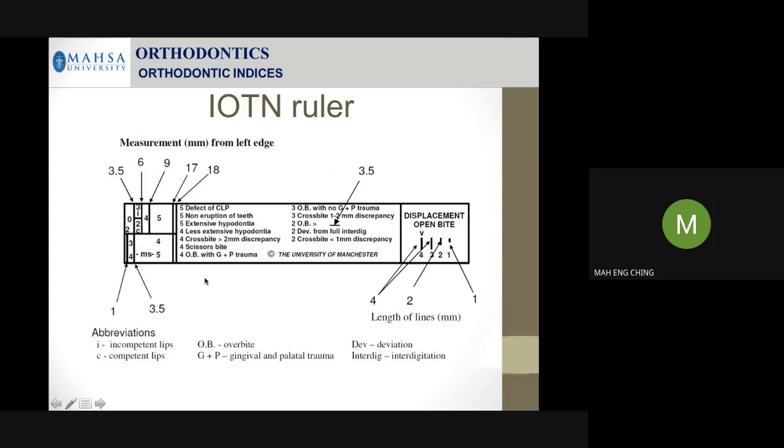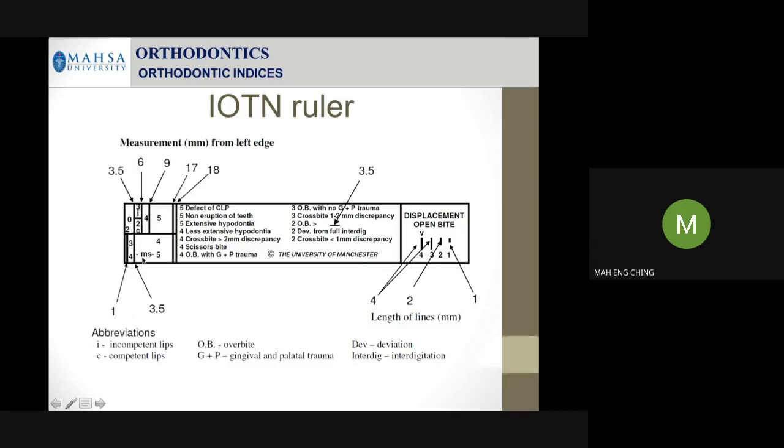So look at these IOTN rulers. On the left side, you have overjet. On the right side, you have displacement and overbite. If you go to the top left corner, that is the overjet. The first line is 3.5 millimeters. The second line is 6 millimeters. Then the third line is 9 millimeters. Then the fourth line is 70 millimeters. Then the last one is 80 millimeters.